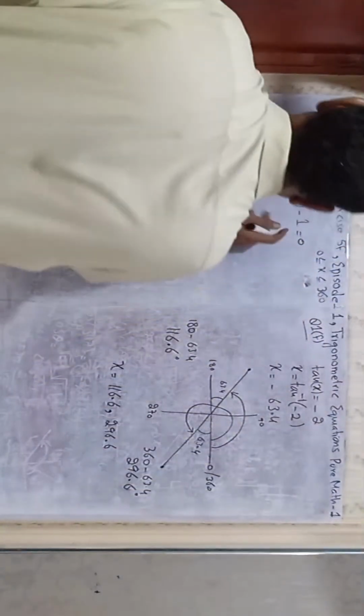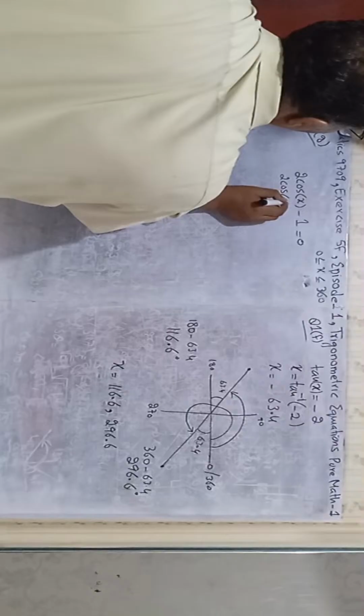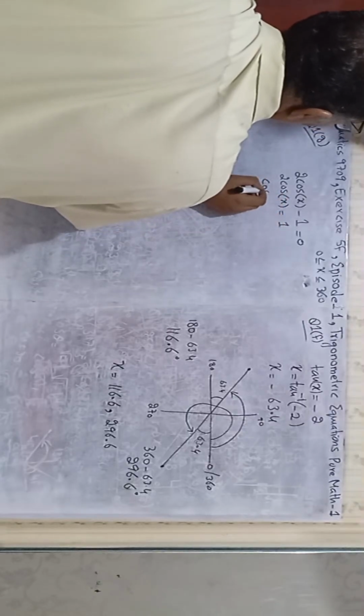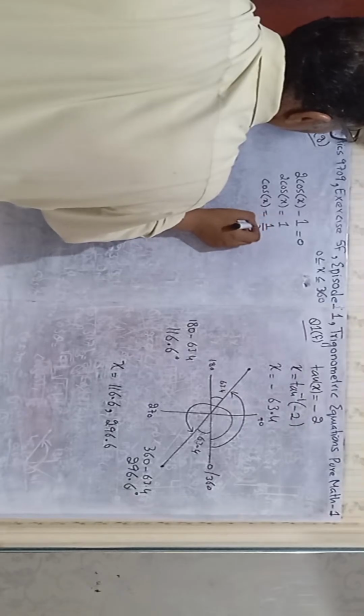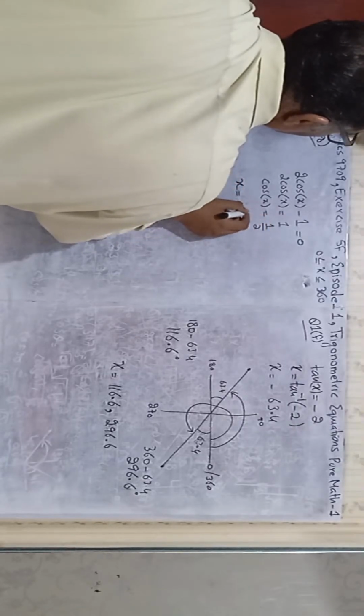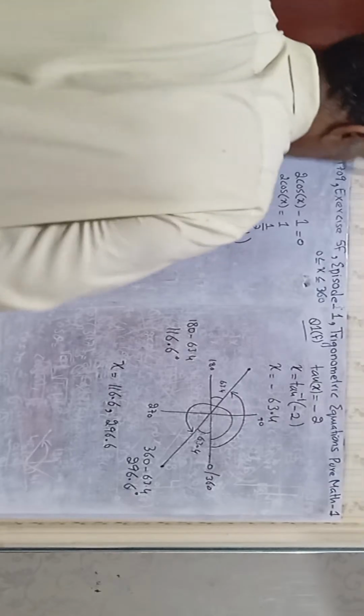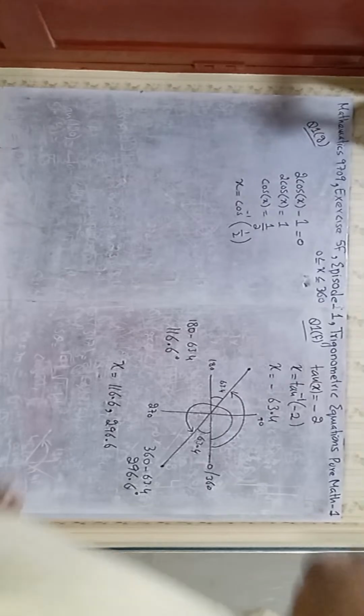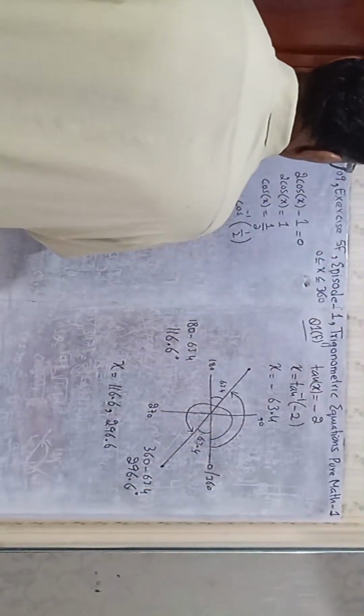You take it to the other side. So 2 cos x will be equal to 1. So cos x will be equal to 1 by 2. So x will be equal to cos inverse of 1 by 2. Then I will use the calculator to find this value. Shift cos bracket 1 divided by 2, bracket close, is equal to 60 degrees. So 60 is an acute angle, so this is my base angle. x is equal to 60 degrees.